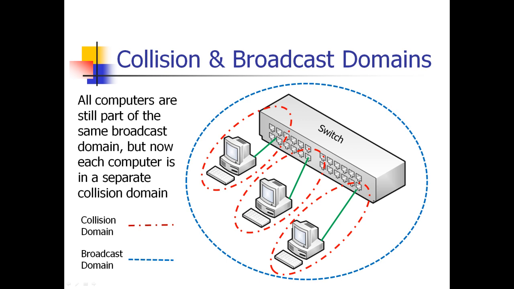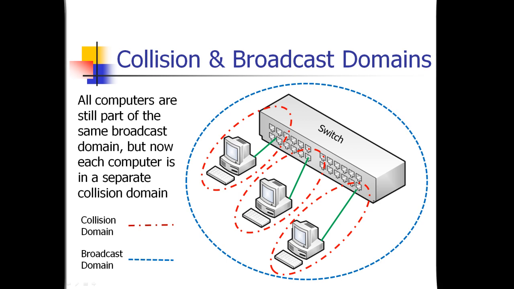So when that's the case, as you can see by the red dashed line that we have here, each computer attached to its port on the switch, that's considered its own separate collision domain, because they don't have to wait for transmission of messages to clear the entire switch before any one computer can transmit. They can transmit simultaneously because they're part of their own collision domain.